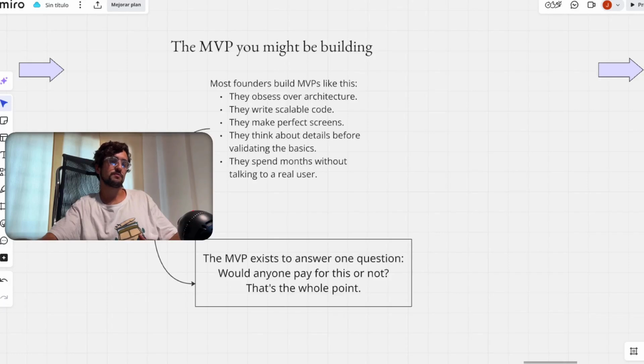So this is the minimum viable product you might be building. Most founders build minimum viable products like this. They obsess over architecture. They write scalable code. They make perfect screens. They think about details before validating the basics. They spend months without talking to a real user. And the minimum viable product exists to answer one question only, which is, would anyone pay for this or absolutely not? That's the whole point. You see how simple it is.